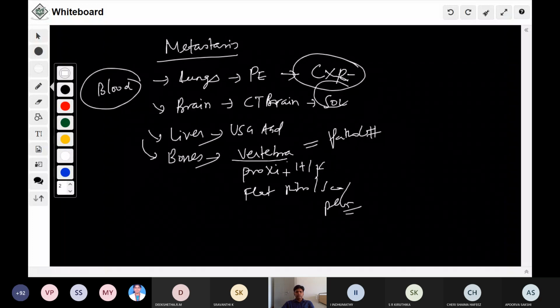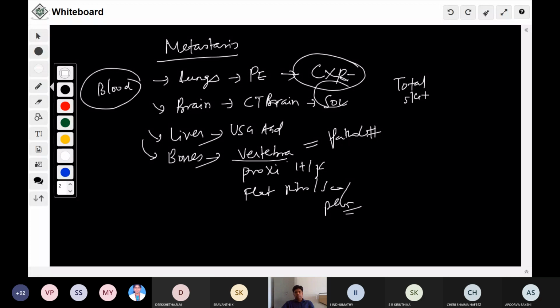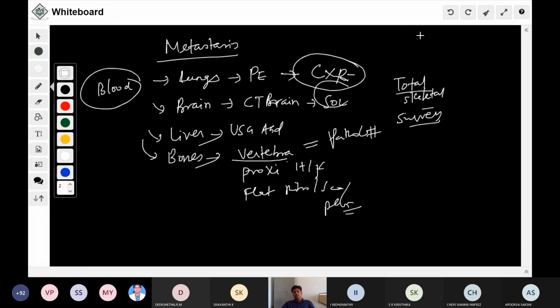So you do an investigation called total skeletal survey. That means you have to take X-rays of all these parts: the lumbosacral spine or thoracic vertebra, and the proximal end of the humerus and femur. This is called total skeletal survey. Nowadays we are not using total skeletal survey. Instead, we are using the PET scan to rule out metastasis.